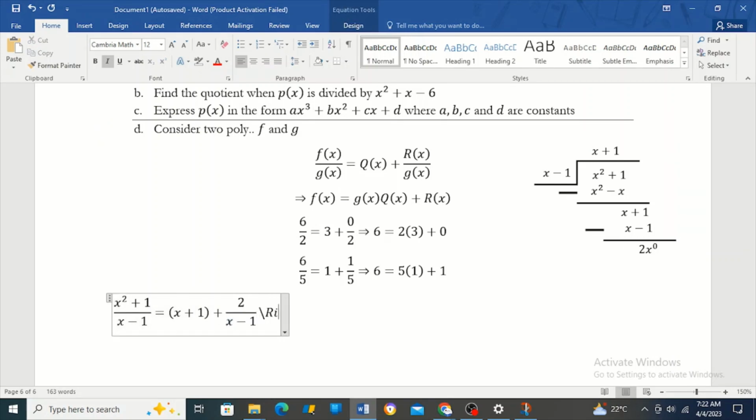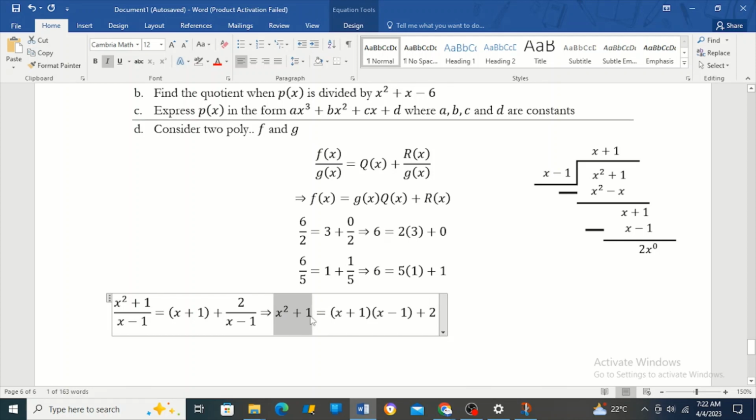So plus my remainder divided by my divisor. So if I cross multiply, I'm going to have that x squared plus 1 is equal to x plus 1 times x minus 1, plus 2. If you expand this, you're going to get x squared minus 1, it's the difference of two squares, plus 2 becomes x squared plus 1.